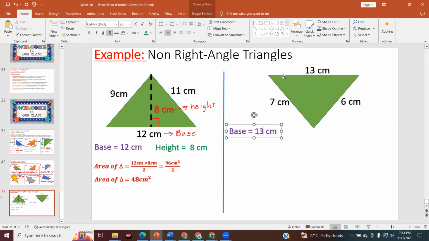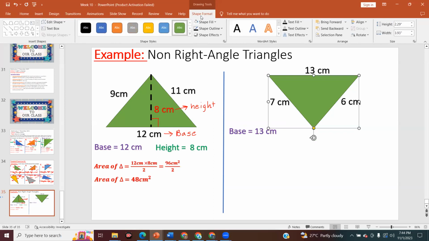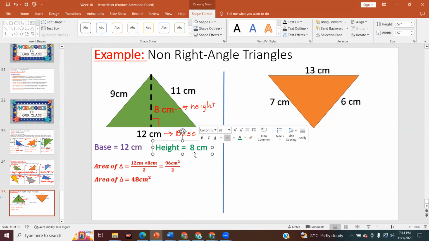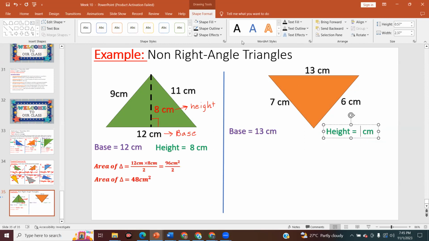Now, what is the height? Ain't no height there. You sure? There's a height there, but you won't give it to us. How about 7? Is 7 the height? No, sir. The height is in the middle. How about 6? Isn't 6 the height? No? Sure about that?